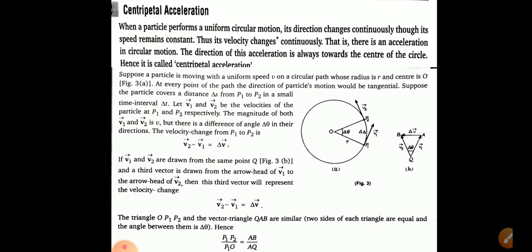You already know that the length joining the heads of two vectors gives the difference of the two vectors. So length AB is the difference of two velocities, that is the change in velocity. v2 minus v1 is equal to delta v.